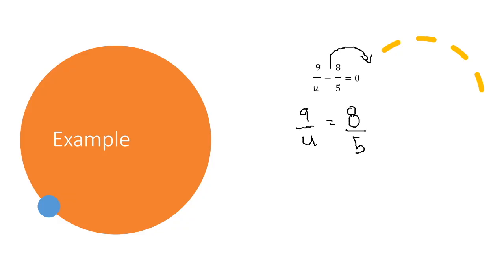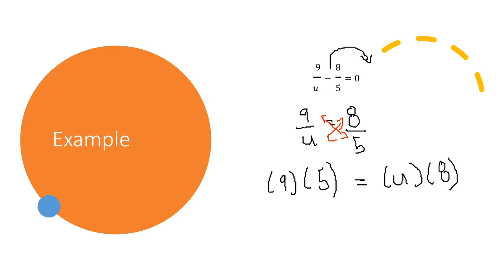Now I have a question where I can just do my cross multiplication. We try to do cross multiplication as much as we can because it saves you quite a bit of time on solving the equation. So I'm going to do my 9 times 5 on this side. I could have also done the u times 8, doesn't matter. And then on the other side, I'm going to do my u times my 8. So 9 times 5 is 45, and then u times 8 is just going to give me 8u.